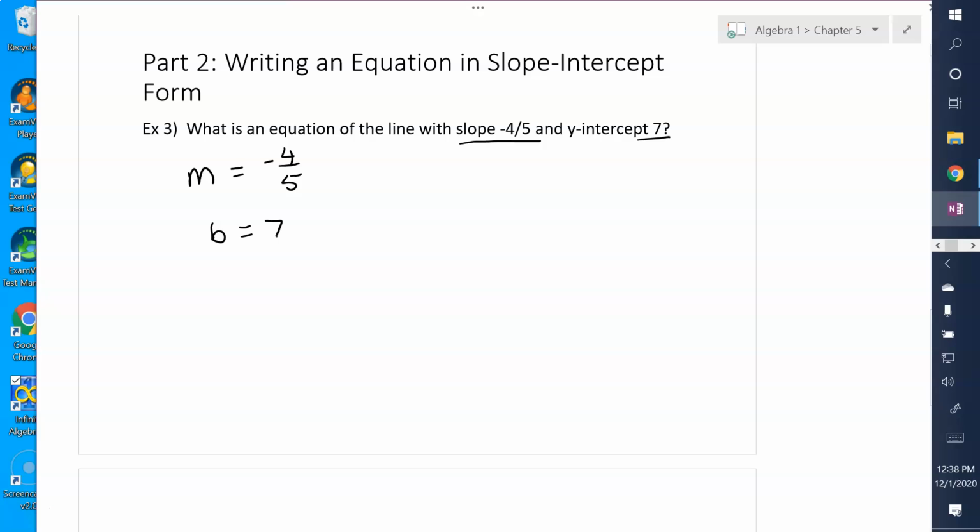Now all I have to do is take my slope-intercept form, which is y equals mx plus b, plug in the m for the m, so negative 4/5 x, and then plug in the b, plus 7. And that's your equation.